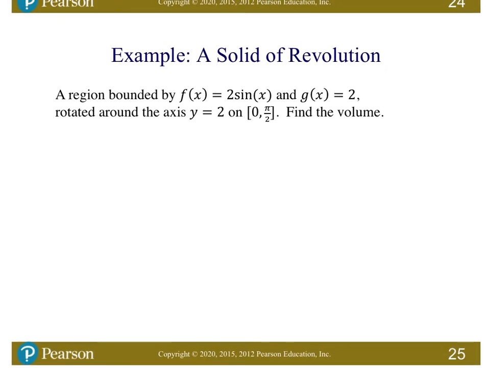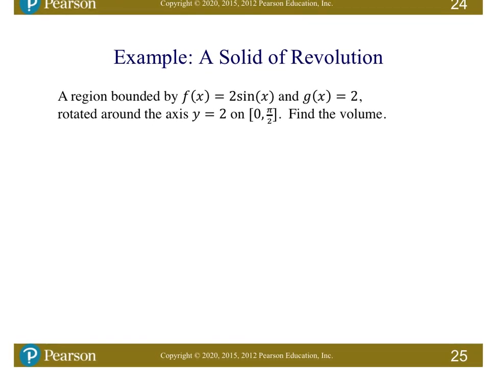So let's take another one. Although I know this looks the same, we have a different axis of rotation. So I've got my 2 sine x and the line. All right, so same bounds. Okay, here's my region. And now my axis of rotation is the line y equals 2.